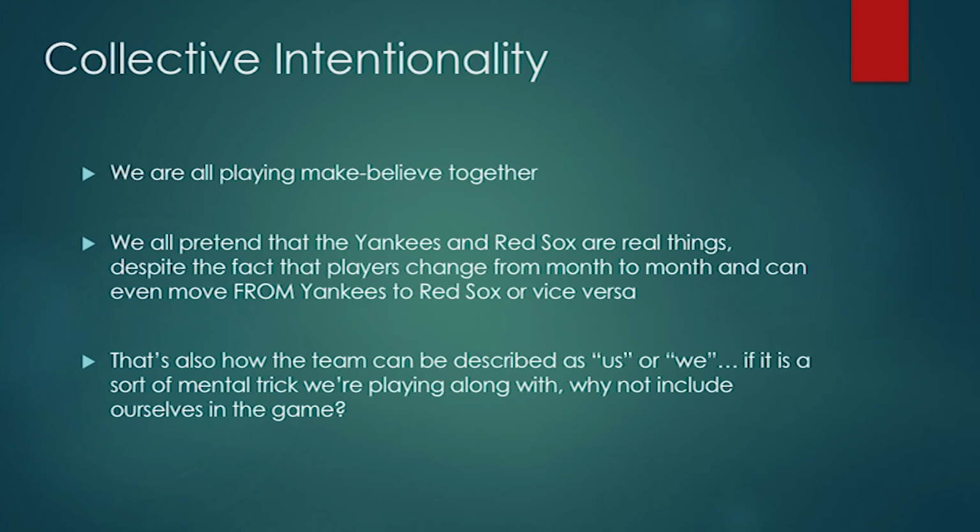And this is the trick that we play on our own minds that allows us to describe teams in terms of us and we, they, and all the pronouns that we use to describe teams. It's a sort of mental trick. So if we're already kind of tricking ourselves that these things are real, why not include ourselves in the game as well? That's what the authors were getting at when they're talking about collective intentionality. So we all agree that something exists, and therefore it does exist.